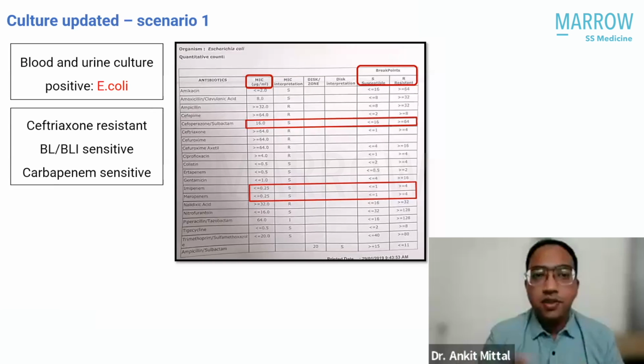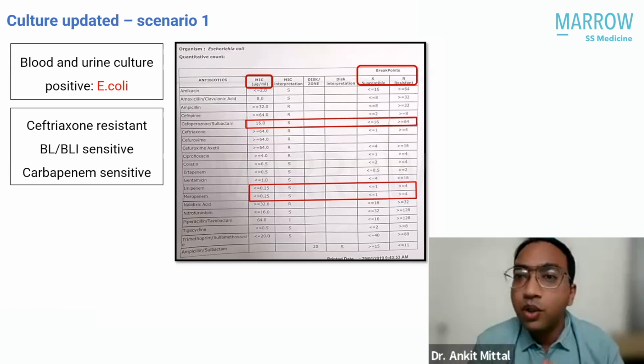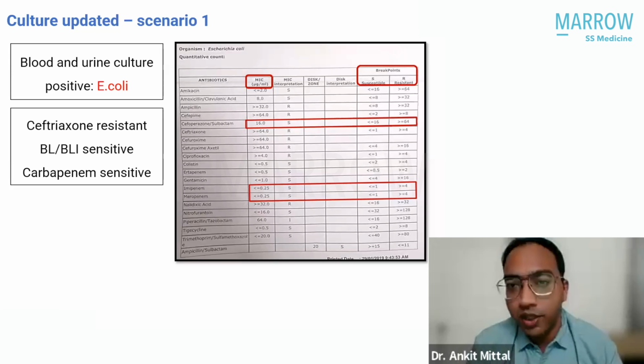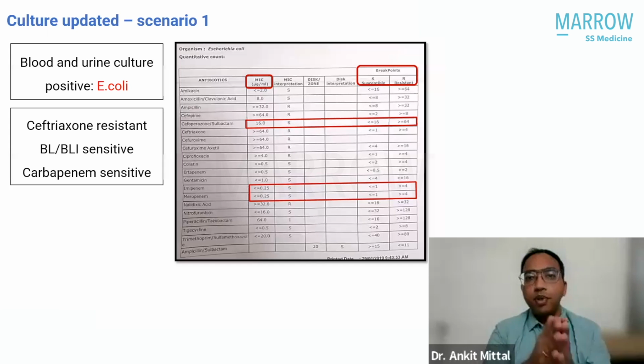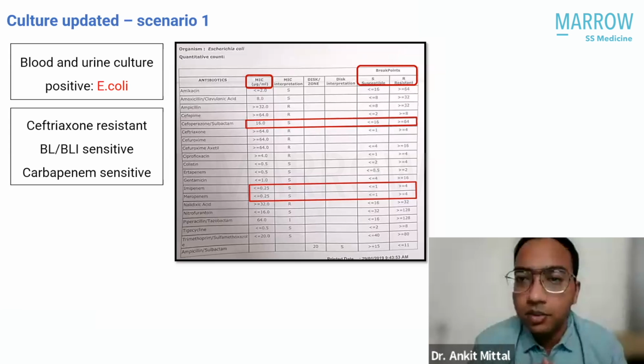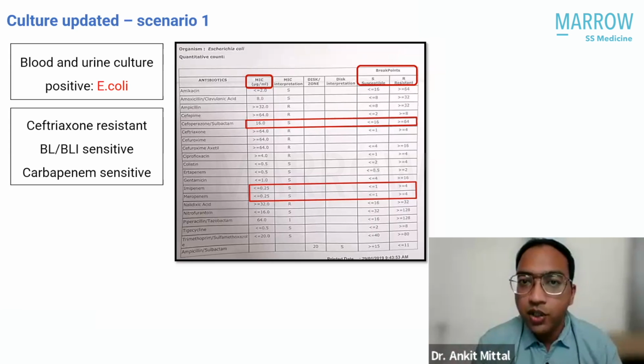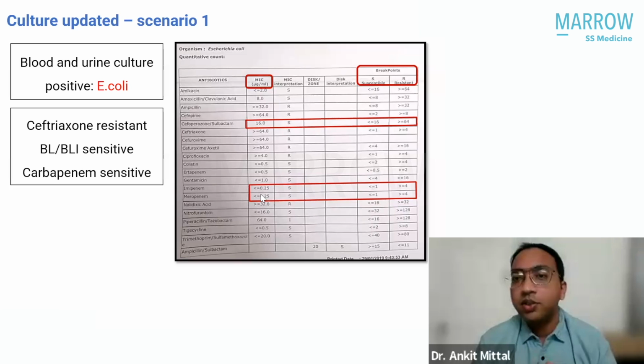Now the question is, if this is BL-BLI sensitive, can we give this patient a BL-BLI combination like piptazo or cefoperazone sulbactam? Now I want to introduce you to another concept where we look at the MICs as well as breakpoints. If you look at the MIC of cefoperazone sulbactam over here, it is 16. And the susceptibility breakpoint is less than or equal to 16. So it is on the brink of sensitive turning into intermediate. If we take a ratio of breakpoint to MIC, it is going to be 1. Whereas if we look at imipenem or meropenem, the ratio of the breakpoint and MIC is going to be 4.